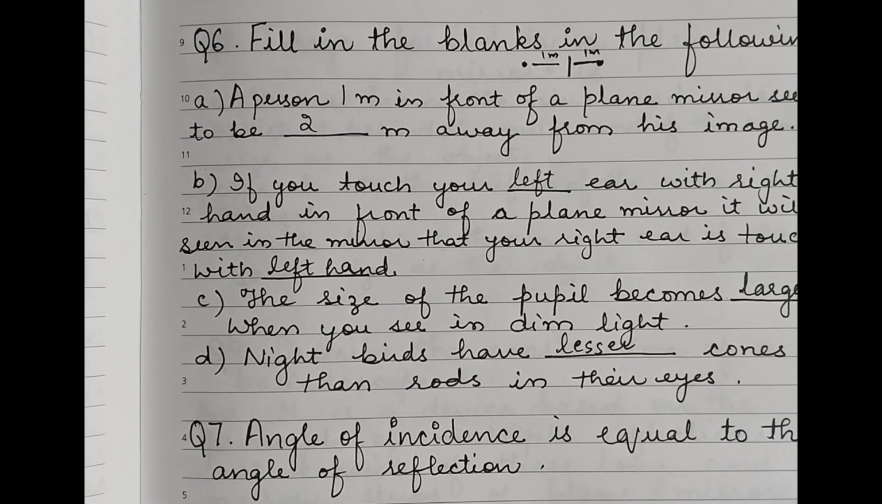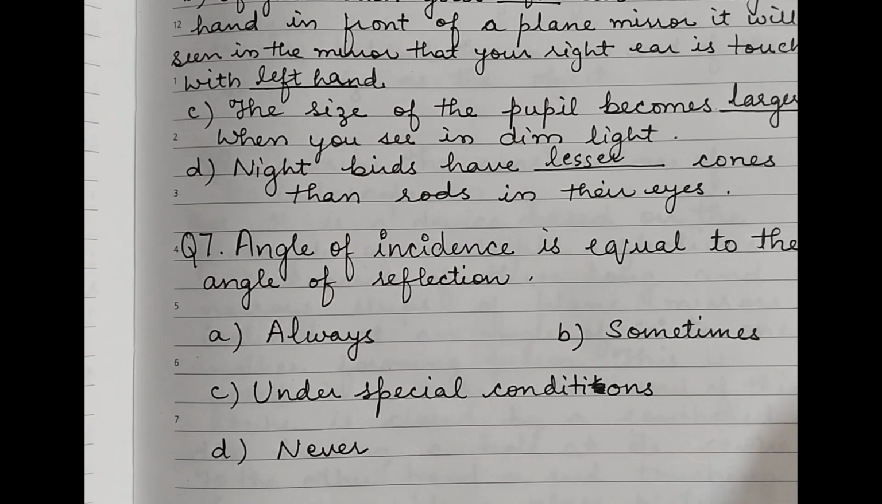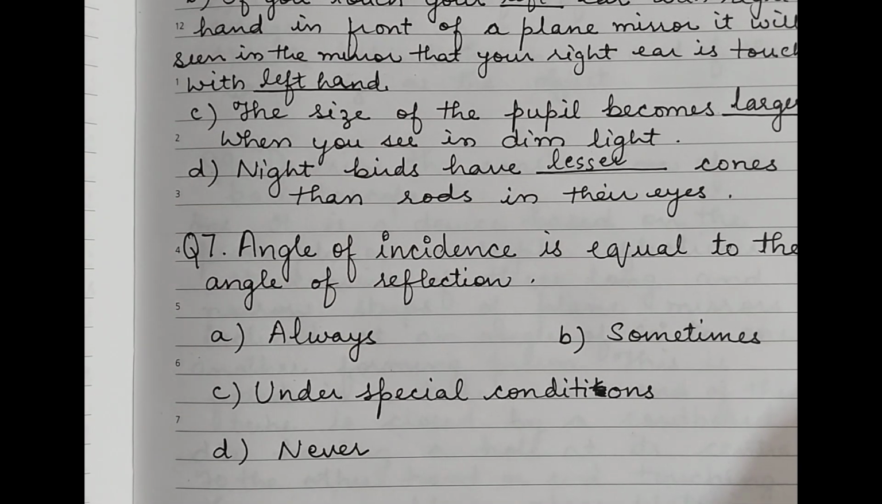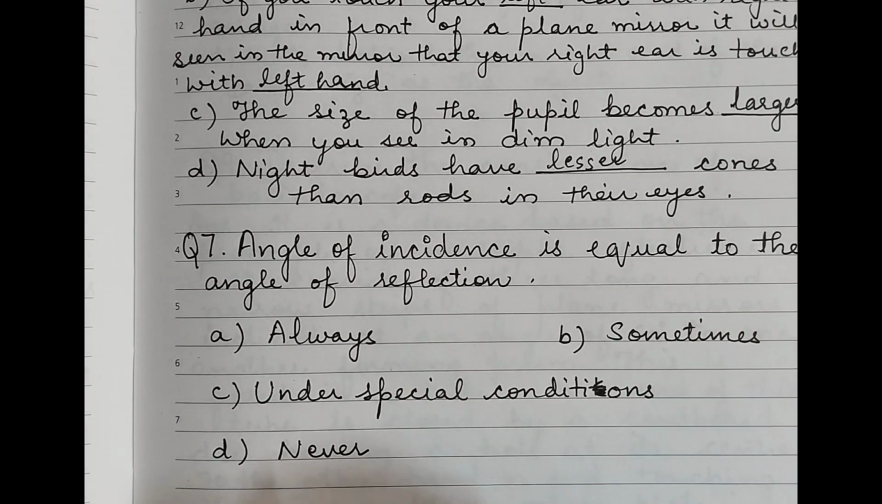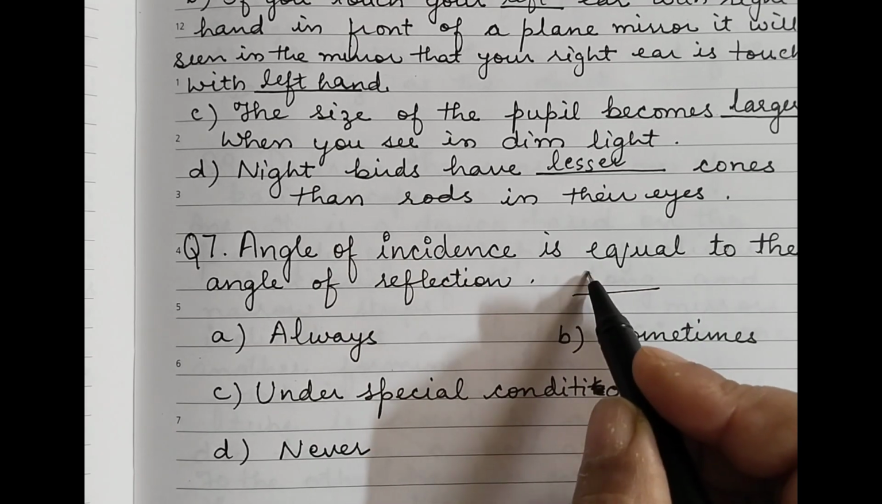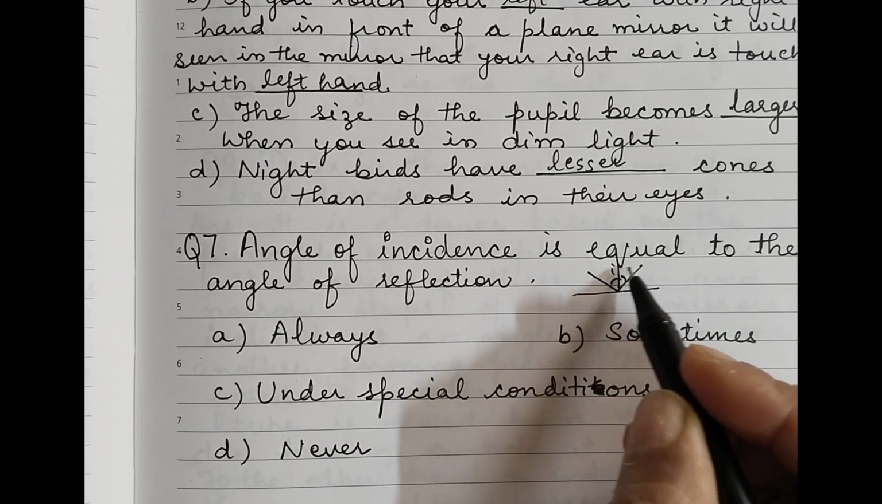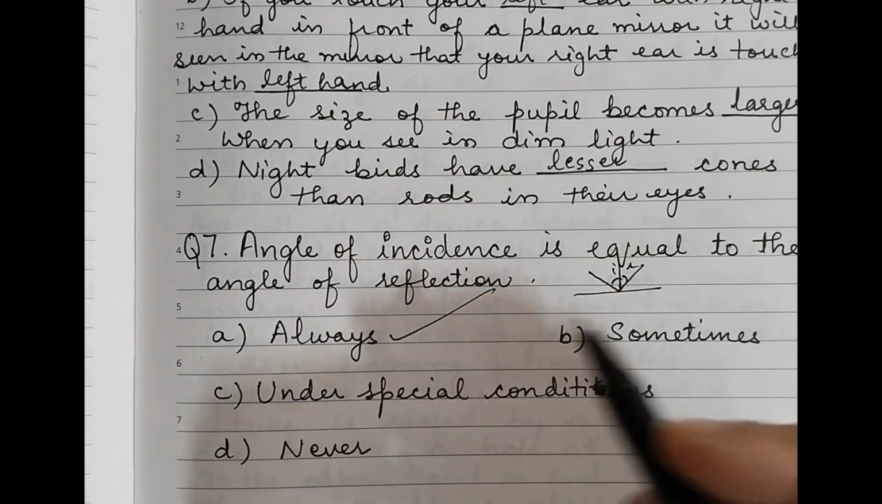Now next is question number 7. Angle of incidence is equal to angle of reflection. Always, sometimes, under special conditions, or never. Now look here, angle of incidence is always equal to the angle of reflection. It is always.